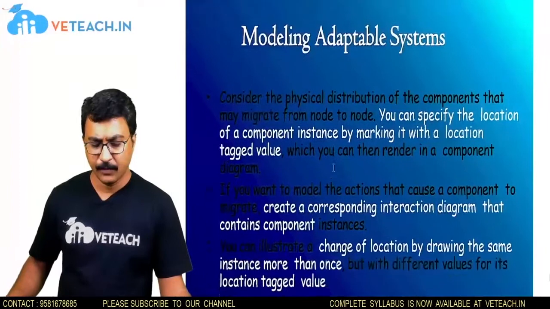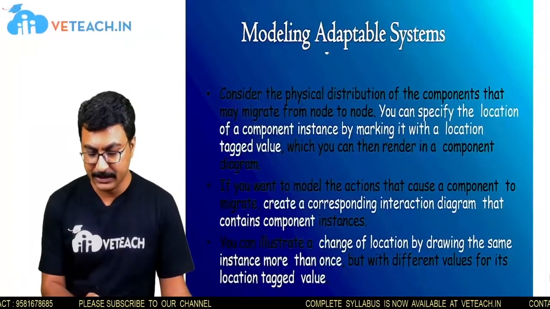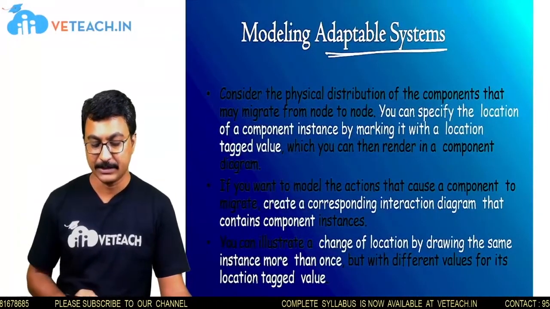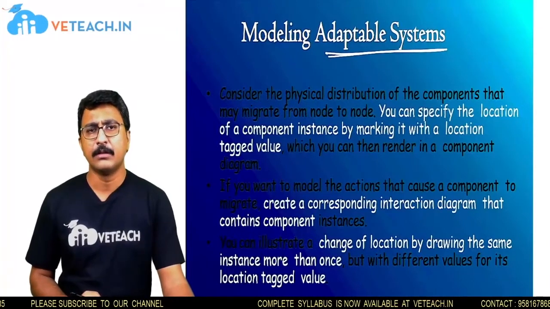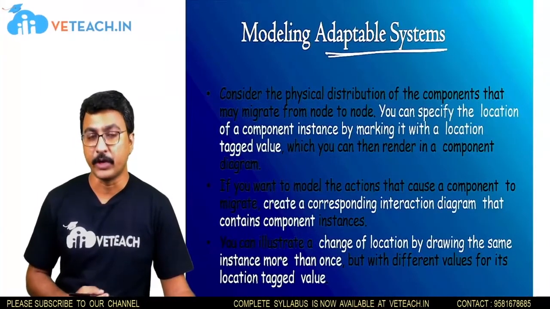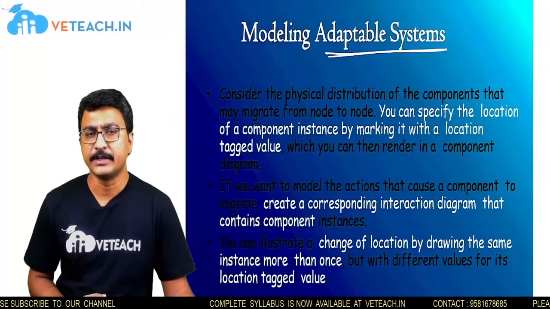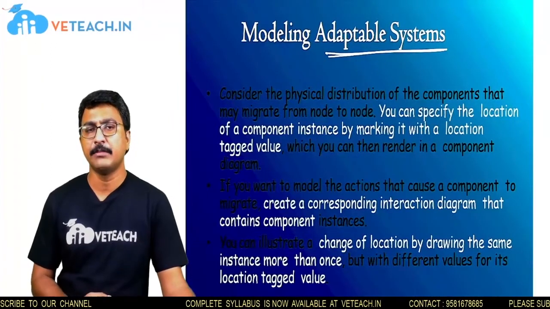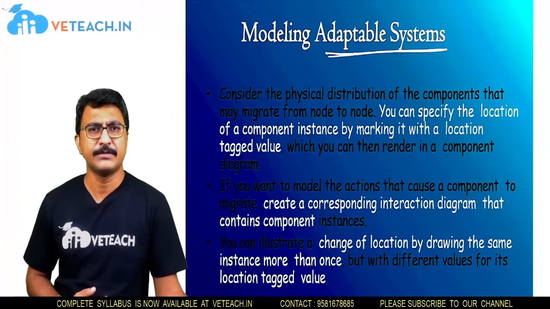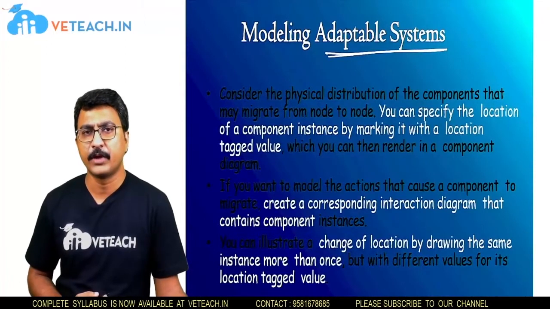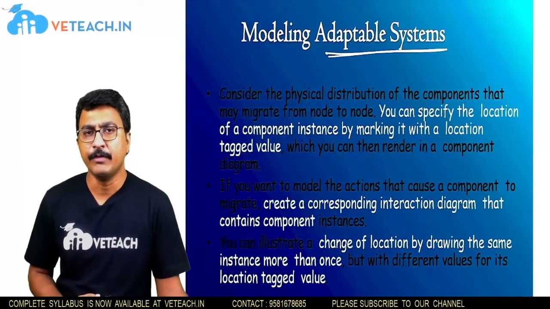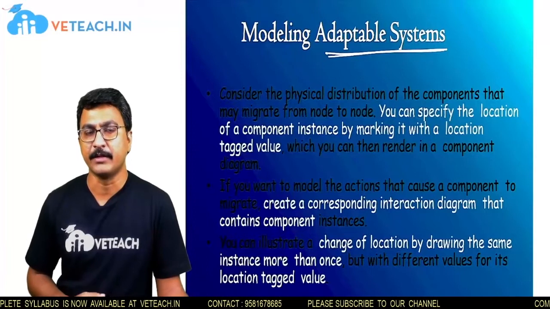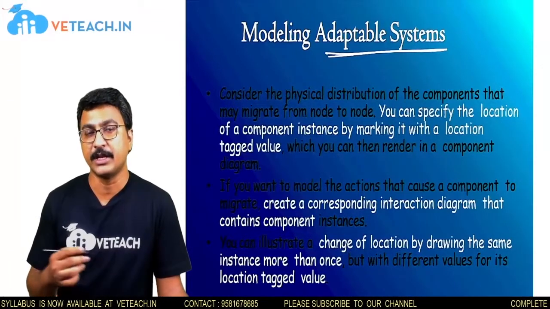And lastly, we can use it to model adaptable systems. Adaptable is based on time and location. We call a system adaptable based on time and location. For example, there is a version released for a file. We know that whenever it gets updated, the file name does not change, but the version name changes.